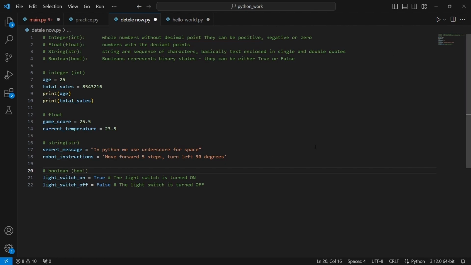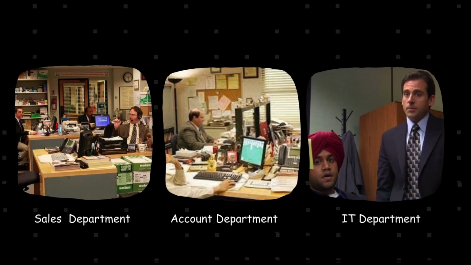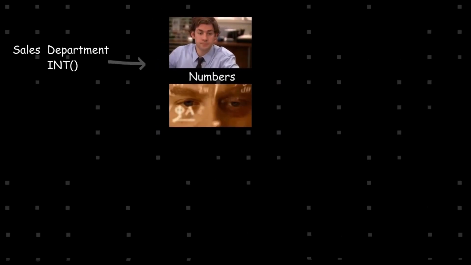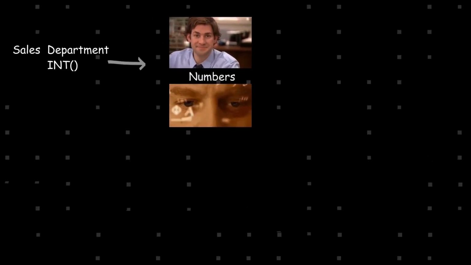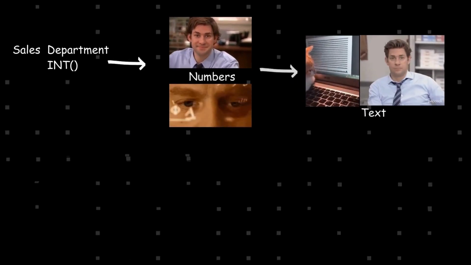Now, to make you understand why data type is important, imagine this scenario from The Office show. Think of data types like different departments. Picture the sales team as integer, the accounting team as string, and the IT department as booleans. The sales team, which is integer, is very good with numbers and keeps track of things like sales figures and quotas. But they can't do everything, like writing reports or generating invoices.